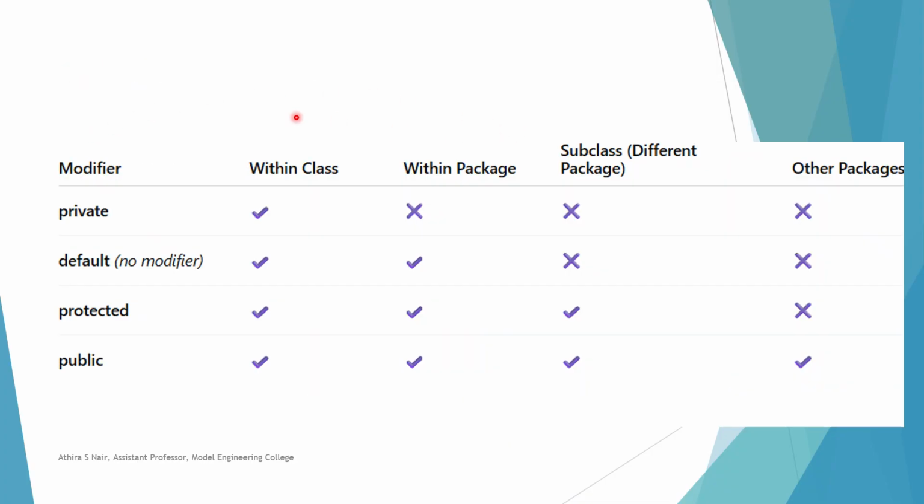So this is the display table. Private is only inside the same class. Default is accessible only within the same package, and protected is accessible in the same package and also by subclasses outside the package through inheritance, but not in other packages. Public means it can be accessed from anywhere.